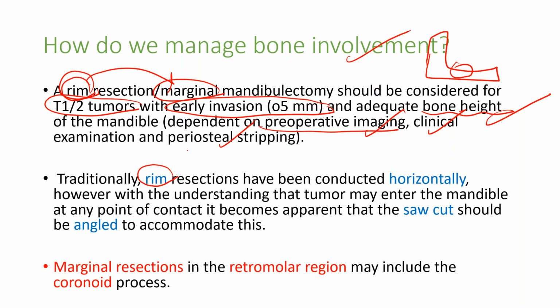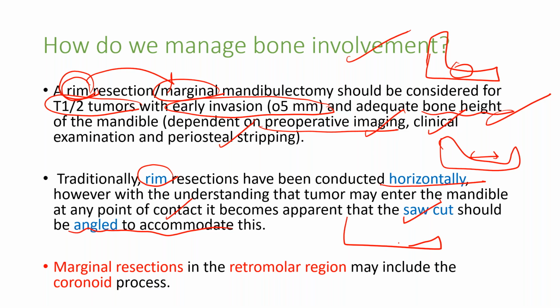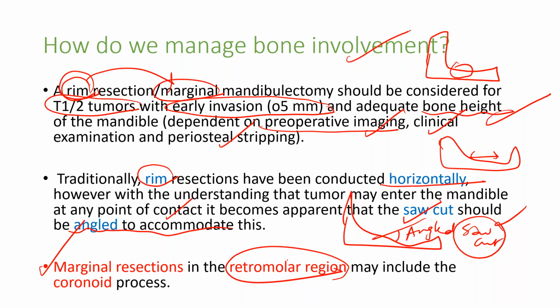Traditionally, rim resections are conducted horizontally, as you could see. Tumor may enter the mandible at any point of contact, so the cut should be angled. When you are cutting the mandible, you should have an angled cut. Angled saw cutting is done for the mandible. Marginal resections of the retromolar region may include the coronoid process also.